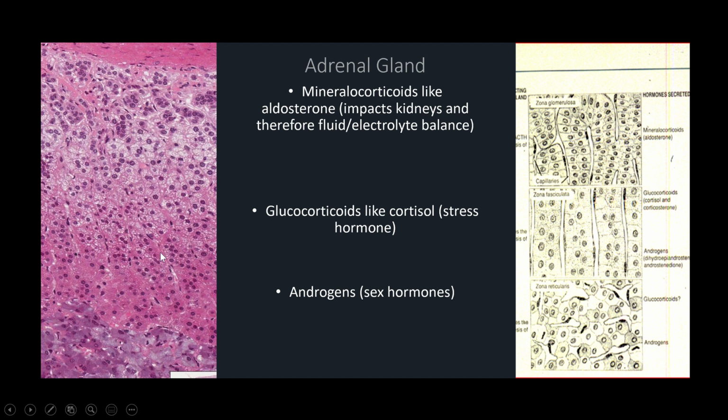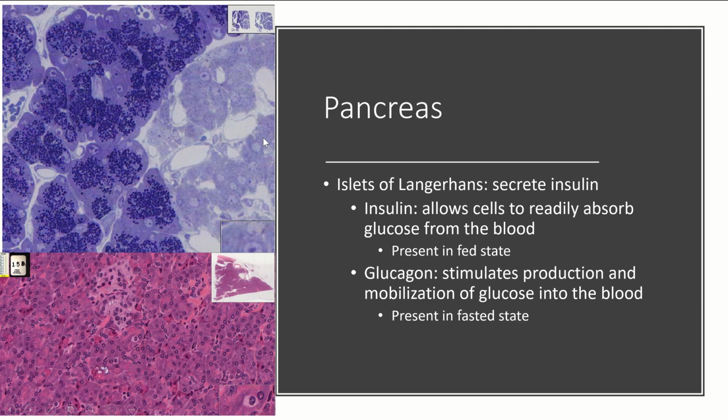And then we've got the zona reticularis. That's what's going to make your androgens. And the way I think of androgens is they're kind of like sex hormones, okay? So it's not the same as testosterone and estrogen, but they do play a role in like secondary sex characteristics and stuff like that, especially for the male. Okay, so that's where your androgens are made. So that's how you can remember it. It's zona glomerulosa, fasciculata, reticularis within the adrenal cortex.